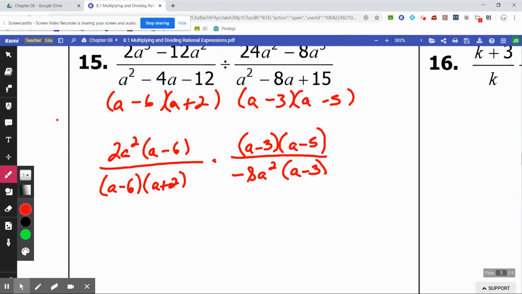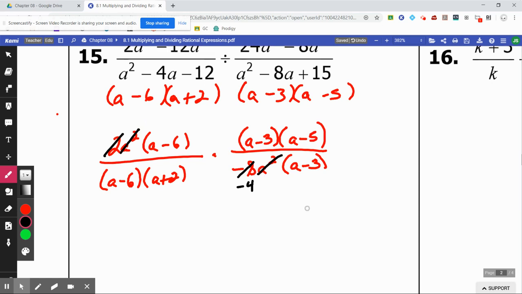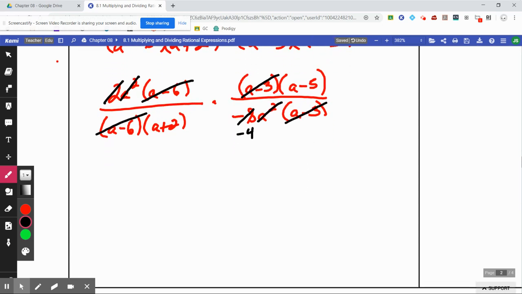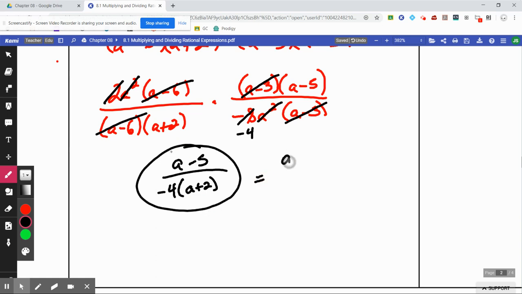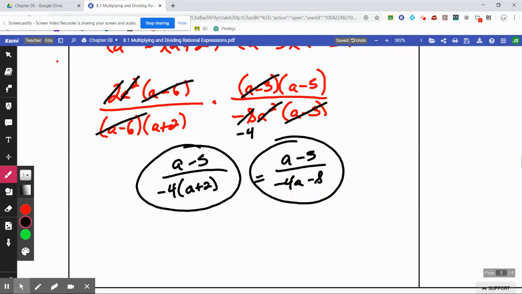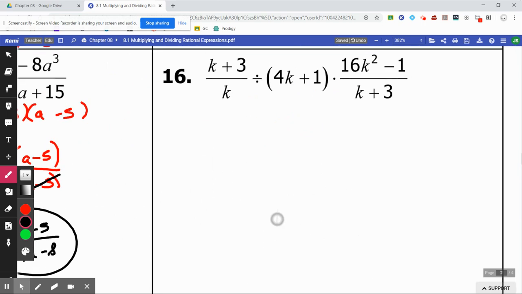Now let's see if anything's going to cancel. Let's start with our monomials. 2 cancels with negative 8 and leaves you with a negative 4. You can put the 1 on top if you'd like to. A squared and a squared will completely cancel each other out. A minus 6's on top and bottom are gone. A minus 3's on top and bottom are gone. So that only leaves you with an a minus 5 on top and a negative 4. Always put your number first, a negative 4 and an a plus 2 on bottom. So that answer is fine. Or again, you can write this as a minus 5 over negative 4a minus 8 if you'd like to distribute it out. And number 16.